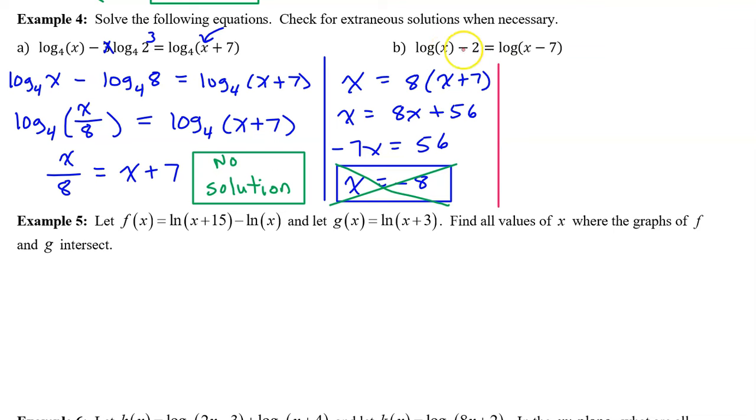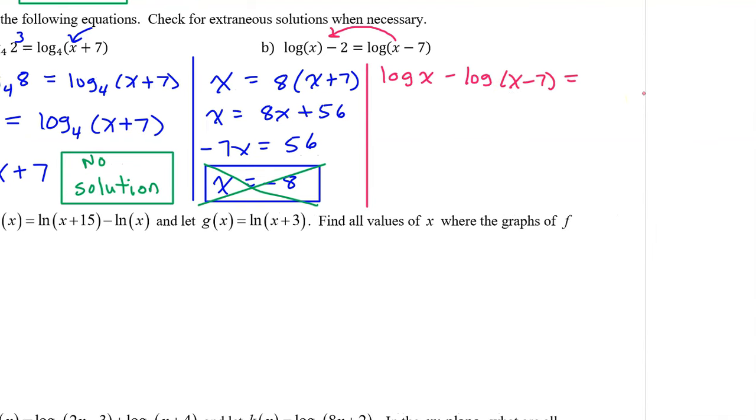Example 4, part B. We need to rewrite this equation so that both log terms are on the same side of the equation so that we can eventually combine them into a single log. So I'm going to bring down my log x, and let's subtract log of x minus 7 from both sides of the equation. In other words, let's move this log term over to the left, and we will have minus the log of x minus 7. Simultaneously, let us add the 2 to both sides of the equation. So let's move this 2 over to the right, and it will be a positive 2 now.